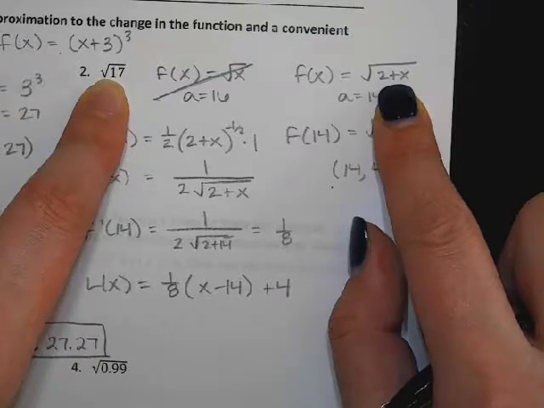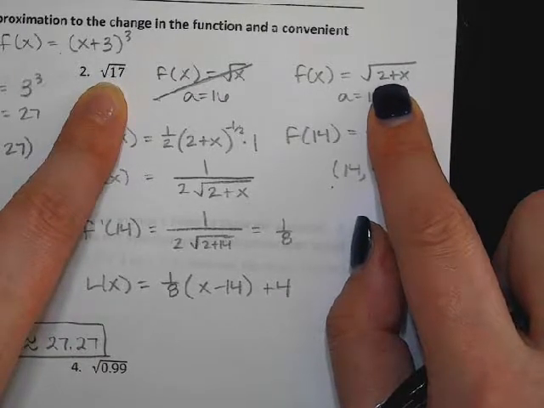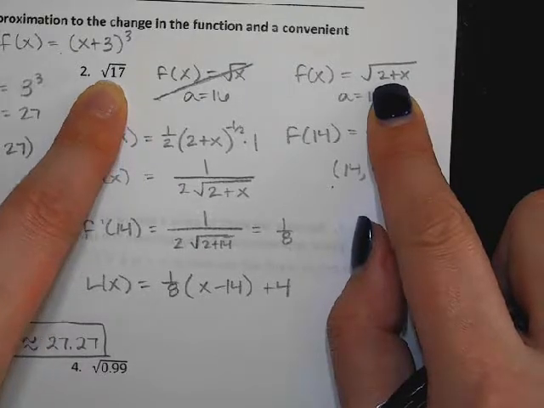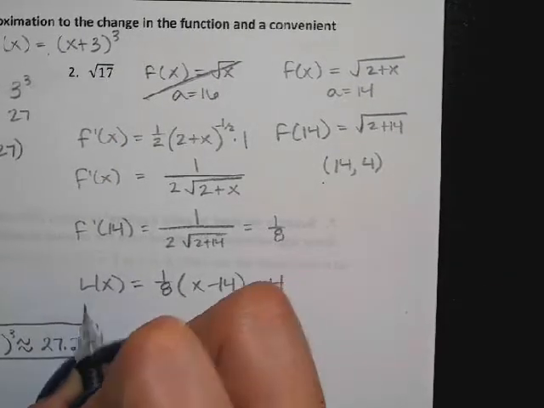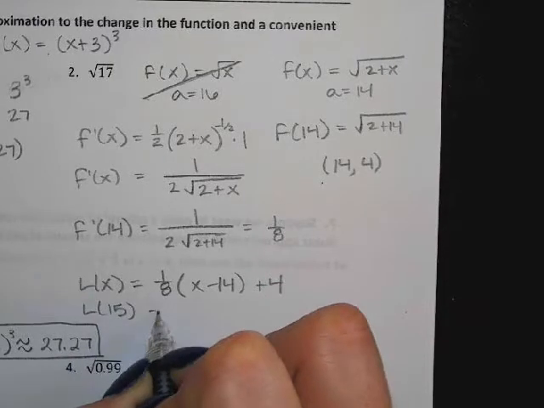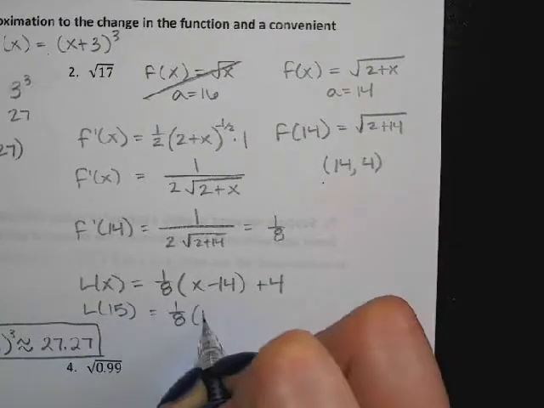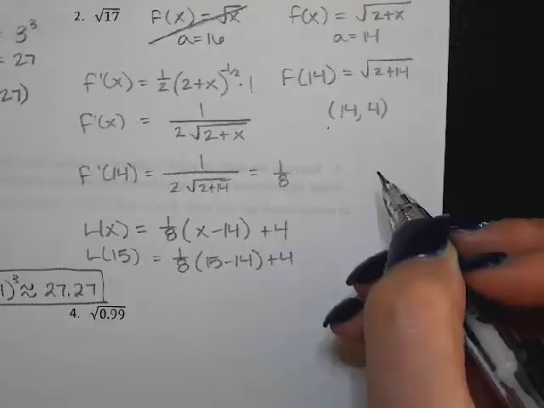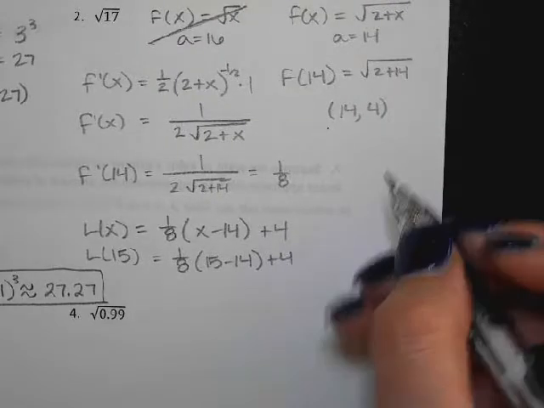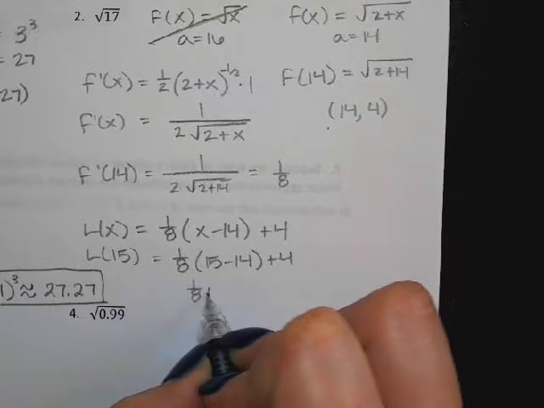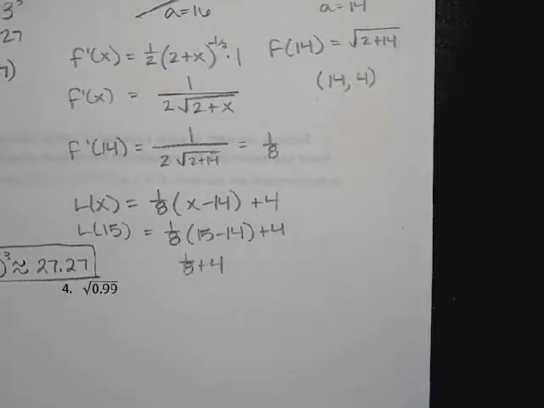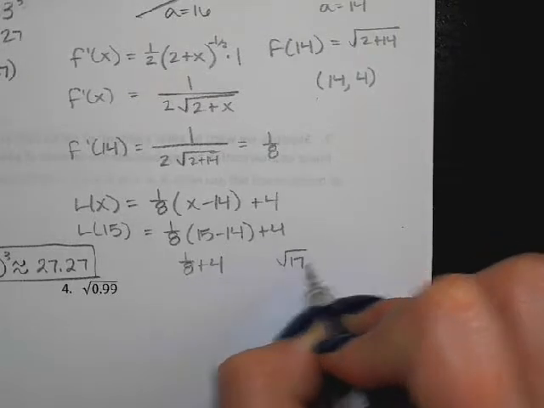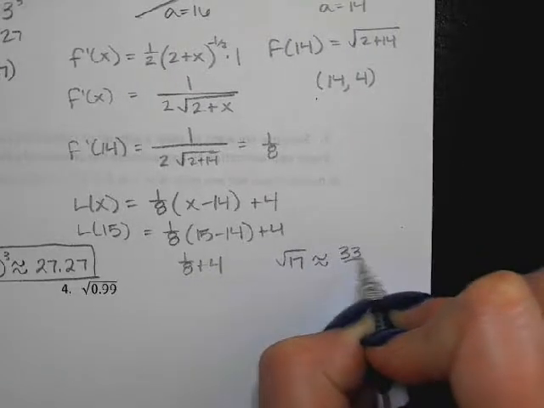Okay? So if we were doing this very weird one that none of us ever would have done without me making you, then we would have to plug in 15. So I'm going to say L of 15 equals 1/8 times 15 minus 14 plus 4. Okay, so I have 1/8 plus 4. So we're going to say that the square root of 17 is approximately 33/8.